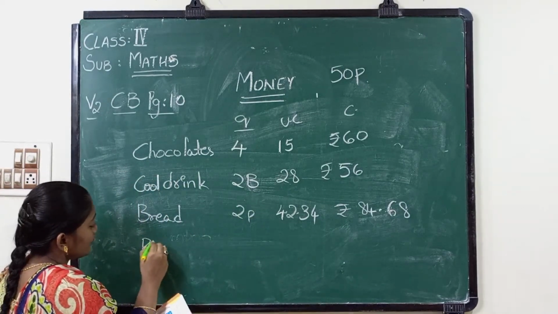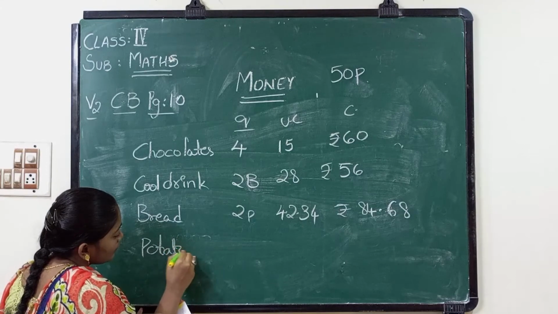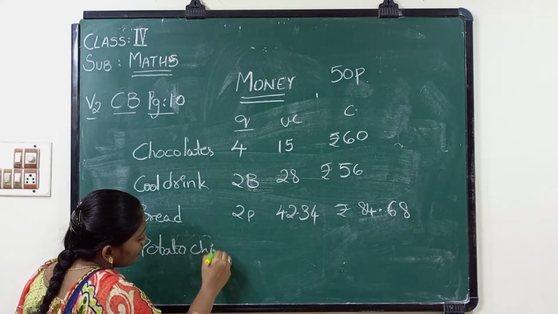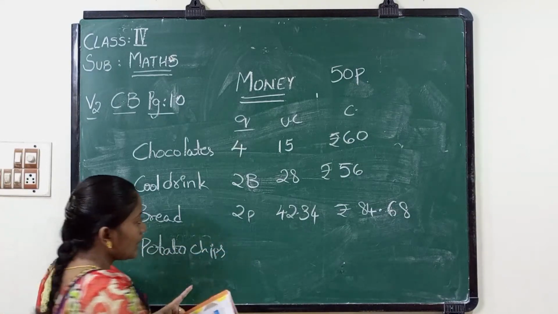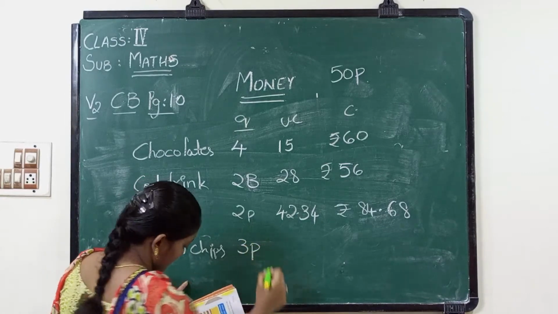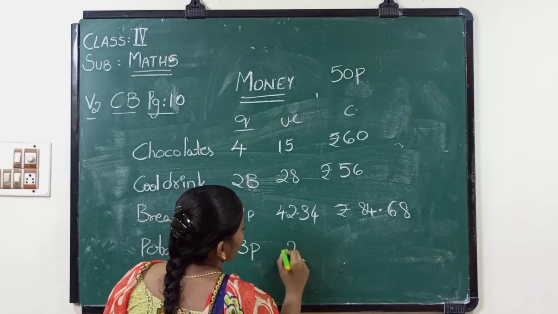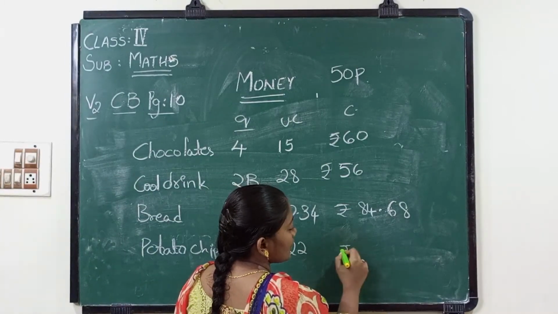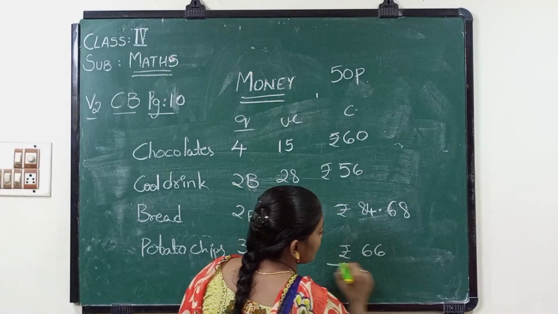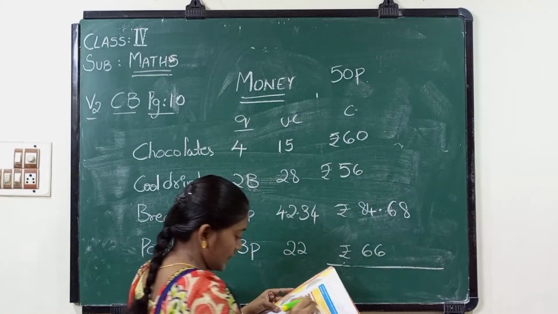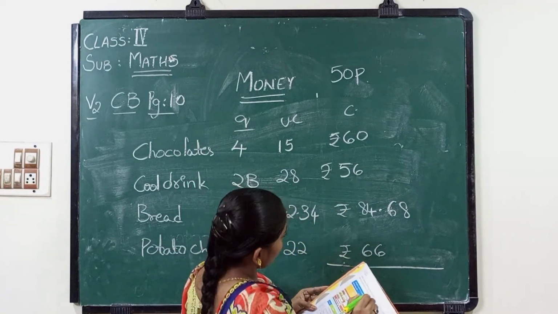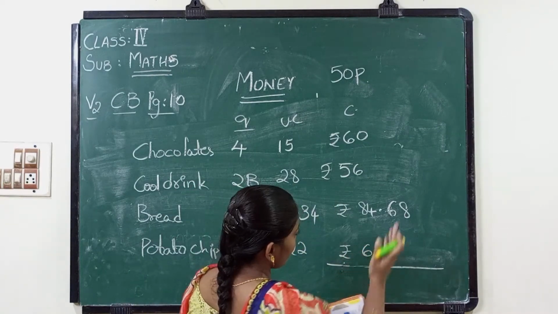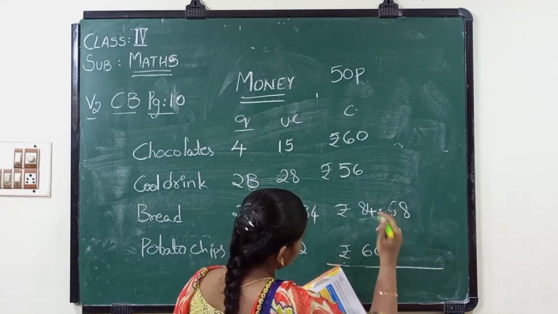Potato chips. She got 3 packets. Each packet is 22 rupees. So the cost is 66 rupees. And the total amount she has to pay is 84, 68, 36.